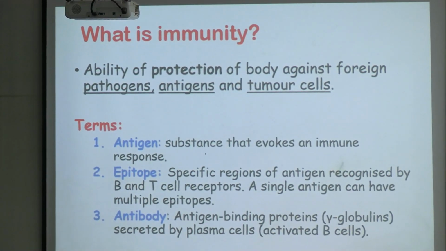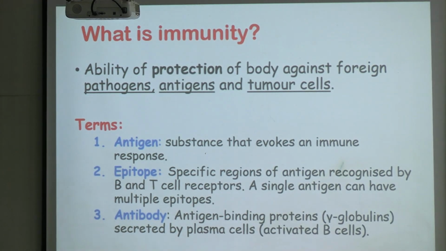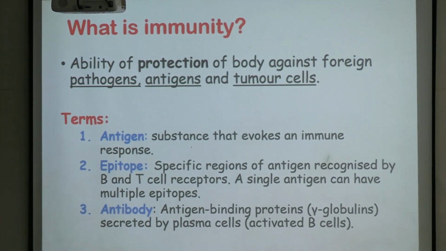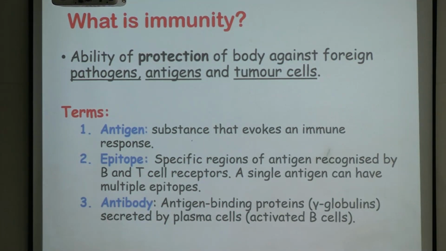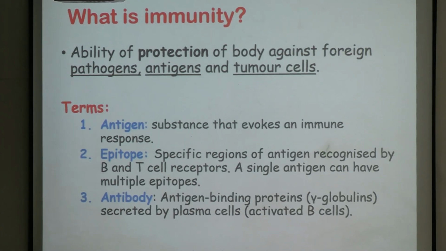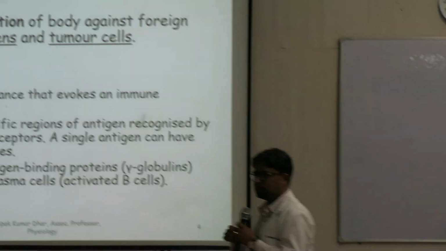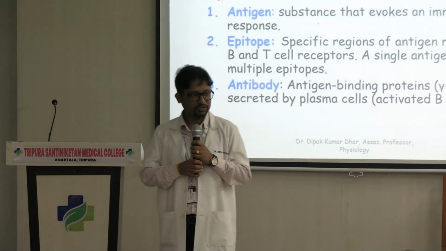So pathogens, antigens, and thirdly, something I think is new to you, the immune system also has a very vital role in defending the body against development of cancers. So it is also acting against tumor cells, right? Coming to these terms again, antigen is any substance that triggers the immune system and produces an immune response. Now, epitope is a specific part or area on the antigen which can be recognized by the immune system and which can produce a response.